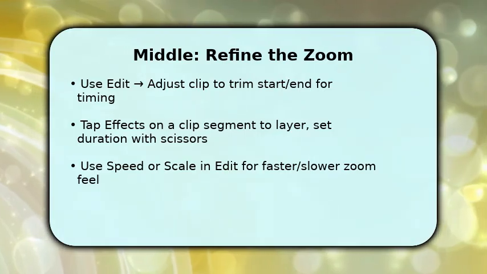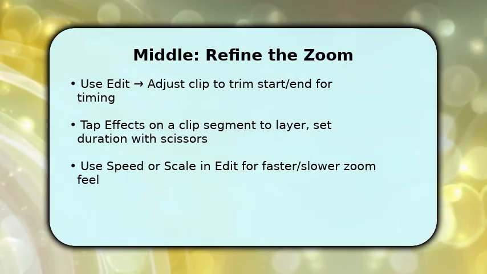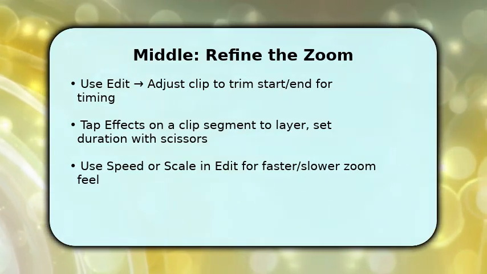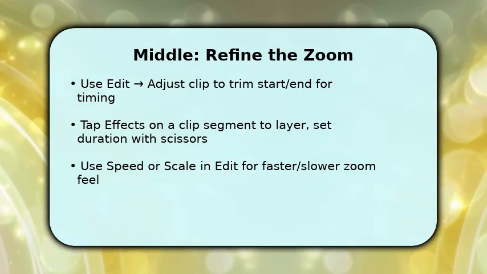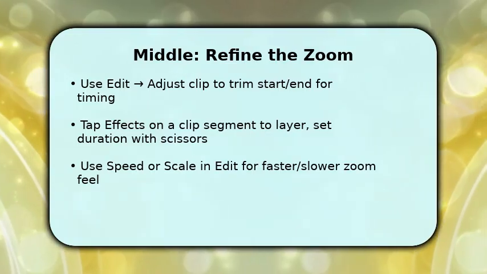or emphasis. If the zoom feels too abrupt, use speed or pinch on scale in Edit to slow it. This keeps motion smooth and avoids jitter. Make sure transitions connect the zoom to your narrative.